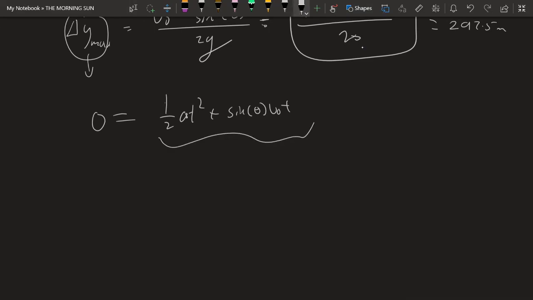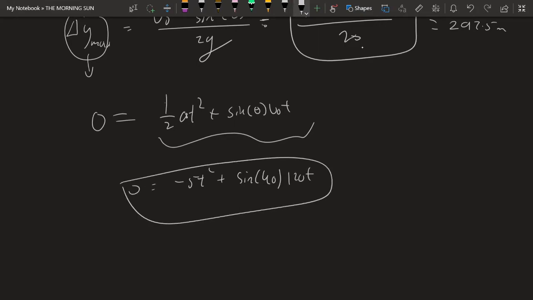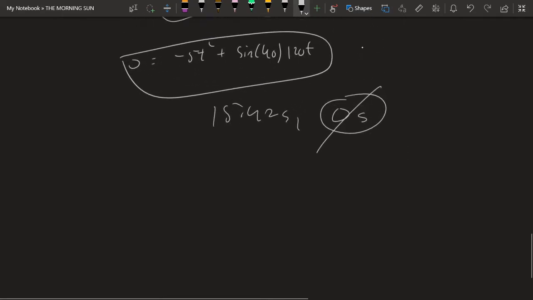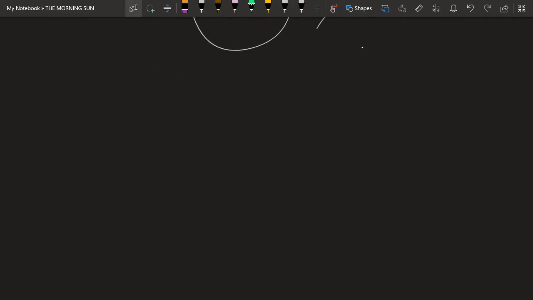We derived this formula in the projectile video, of course. So sine 40 multiplied by 120 multiplied by t is equal to 0. We need to find the time now, so all we have to do is plug it in to the calculator. So we get two times. We get 0 and we get 15.42. Of course, we ignore the 0 because we don't want this point, we want this point. And this point corresponds to 15.42 seconds.